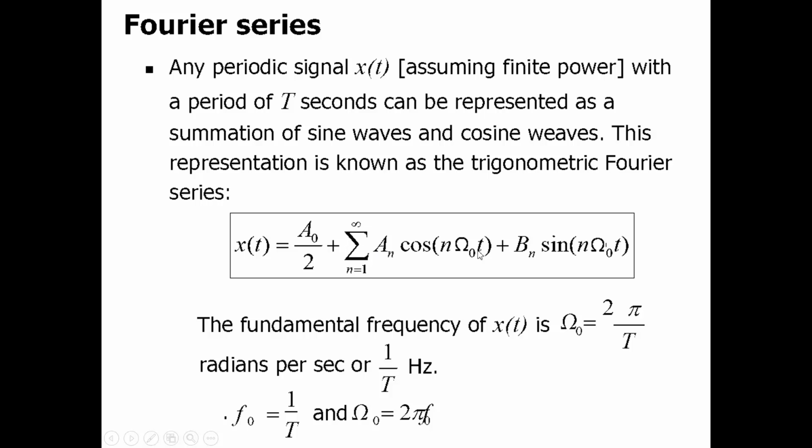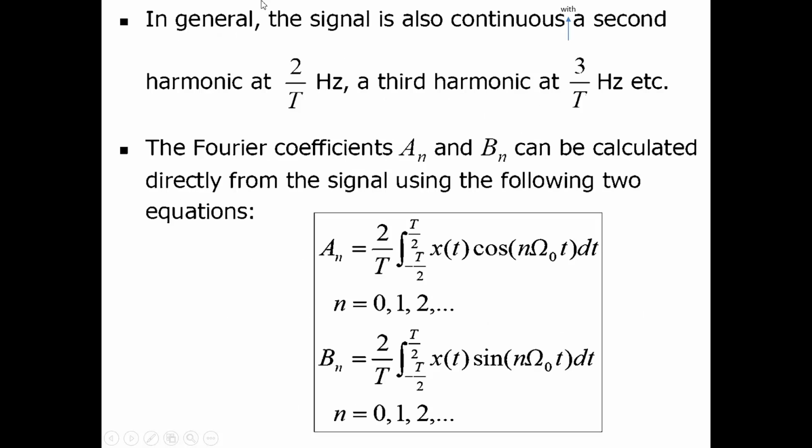Here a_n and b_n are the coefficients of the Fourier series. The fundamental frequency of x(t) is capital omega naught, which is equal to 2 pi by capital T radians per second, or 1 by T hertz. We can also say f naught, the frequency in hertz, is equal to 1 by capital T, and omega naught in radians is equal to 2 pi f naught. In general, the signal also contains harmonics: the second harmonic will appear at 2 by T hertz, the third harmonic at 3 by T hertz, and so on.